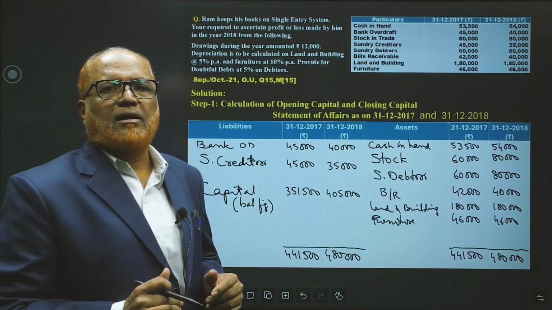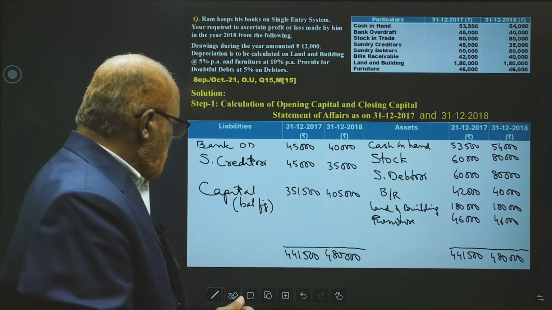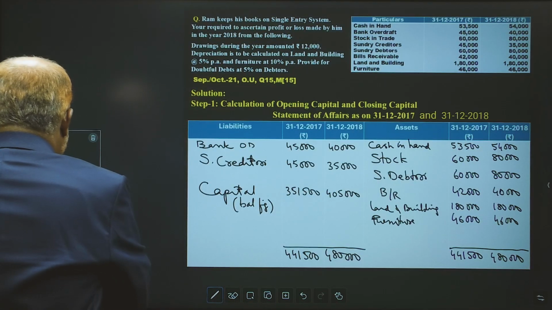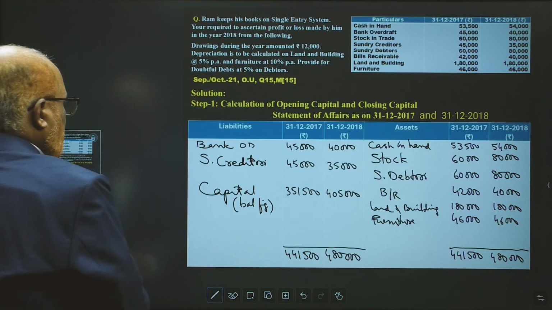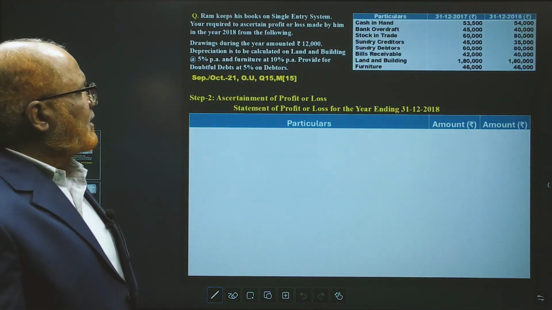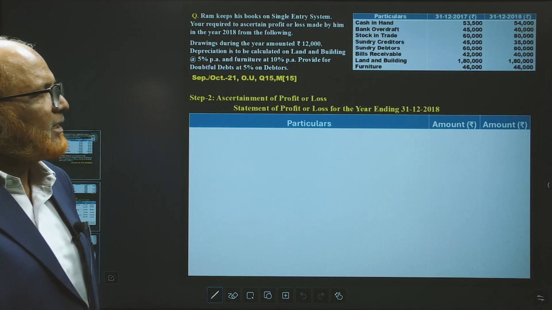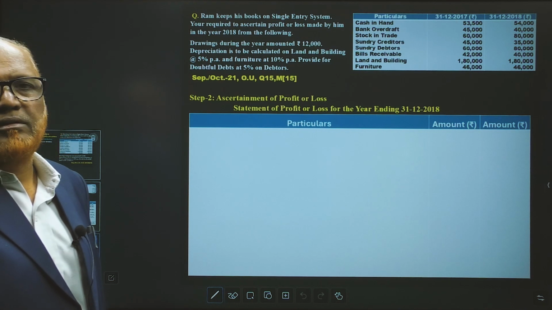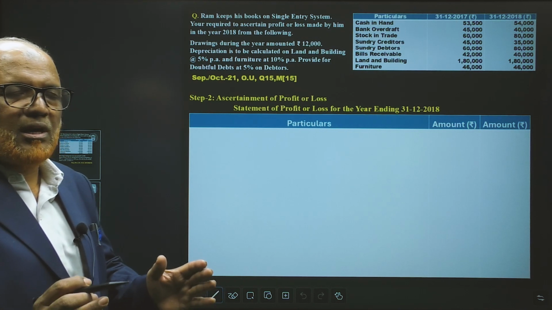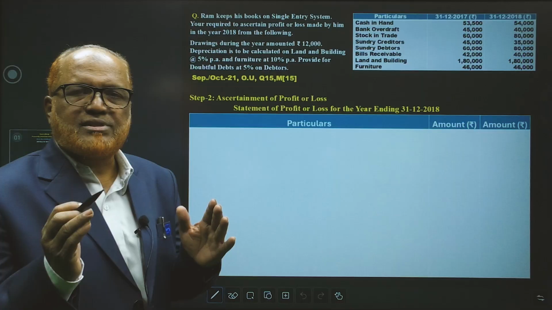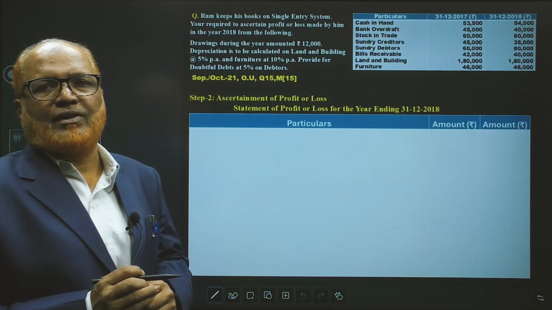Now we have to make the statement of profit or loss to find out the profit. Now I am coming to the next step: ascertainment of profit or loss. The statement of profit or loss for the year ended 31st December 2018. Already in the previous videos, also previous problems, we have seen how to find out the profit.